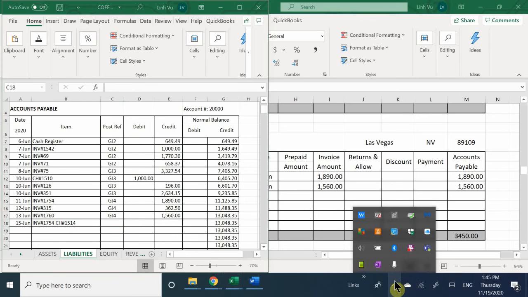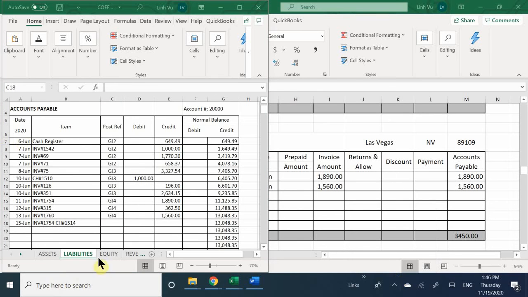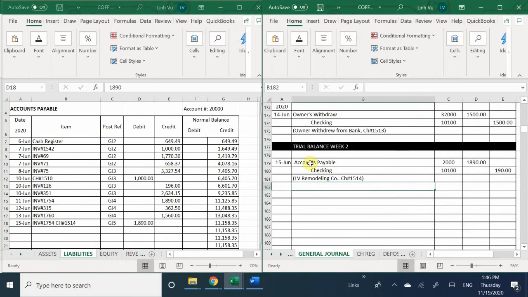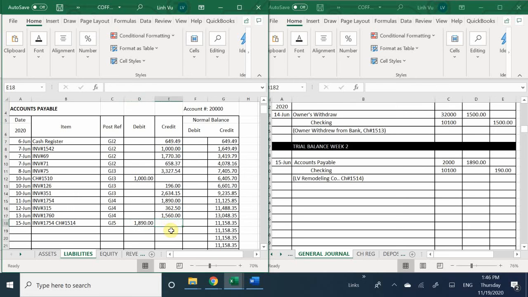Okay, and now we're on journal 5 too, correct? Yes. And so in the debit column, I'm going to do the 1890. Exactly how you journalized it is how you're going to post it to the ledger. So here's my journal. What did I journalize it as? You journalized it as a debit for 1890. So then my account balance should be now $11,158.35. Good.